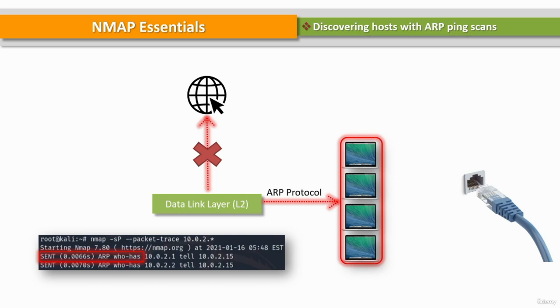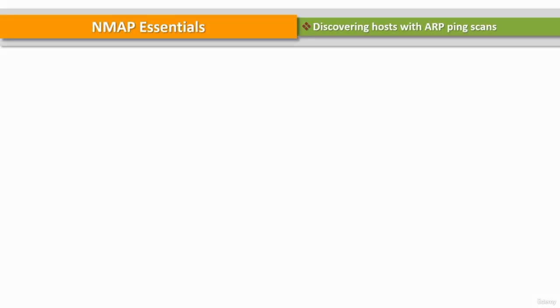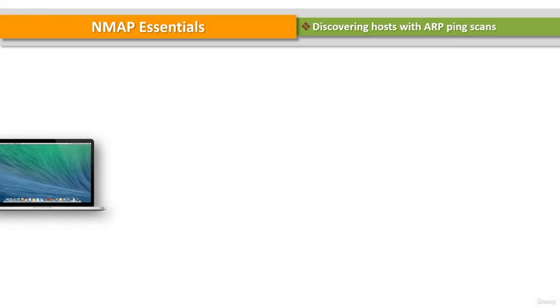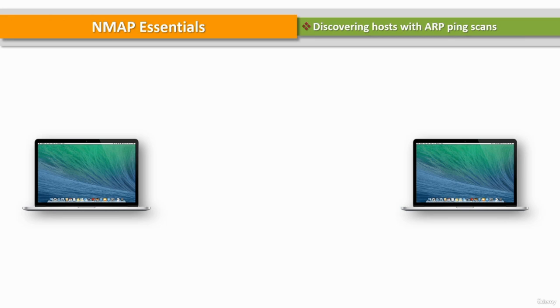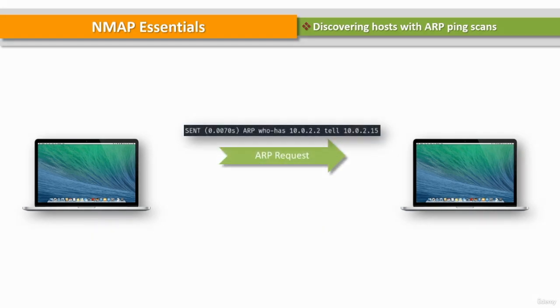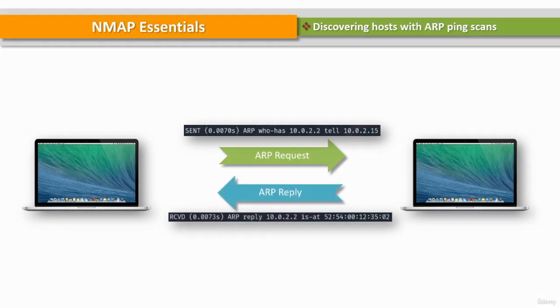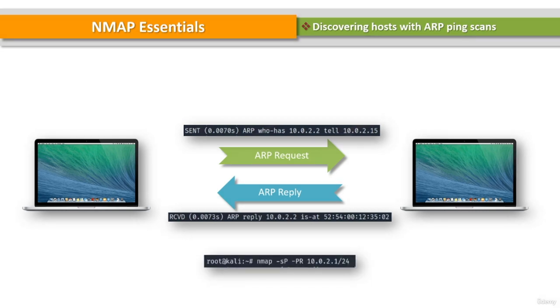All right, so how does ARP ping scanning work? It works in a pretty simple way, actually. A regular ARP packet request looks for the MAC address using the device's IP address. Nmap sends ARP requests to the destination IP addresses, and if a host responds with an ARP reply, that means a host is online. Nmap uses the -PR parameter for ARP discovery.